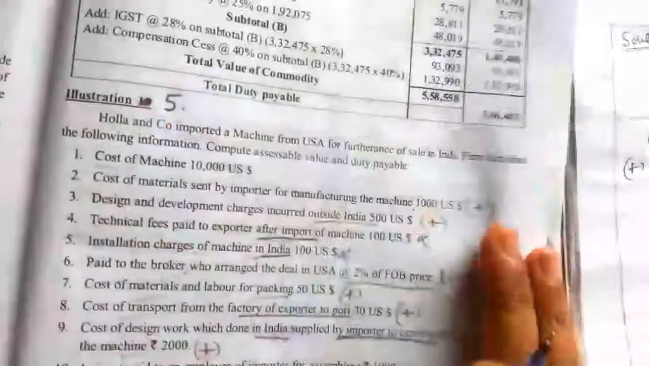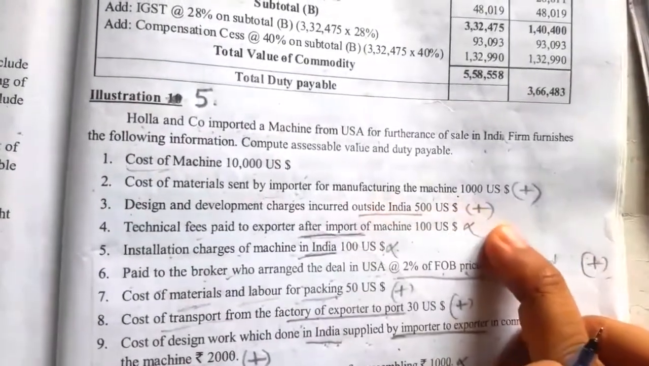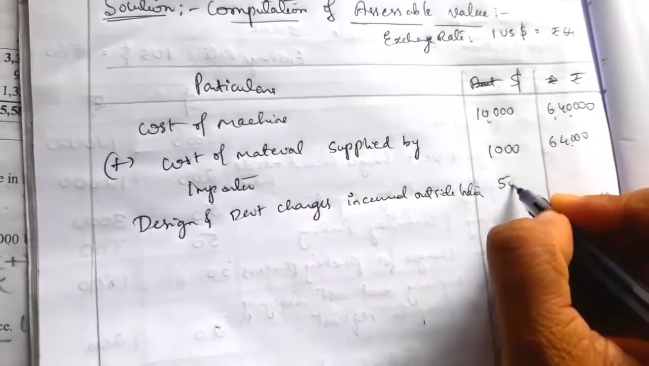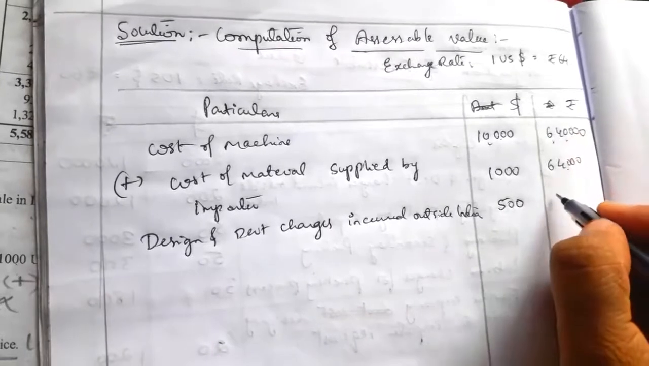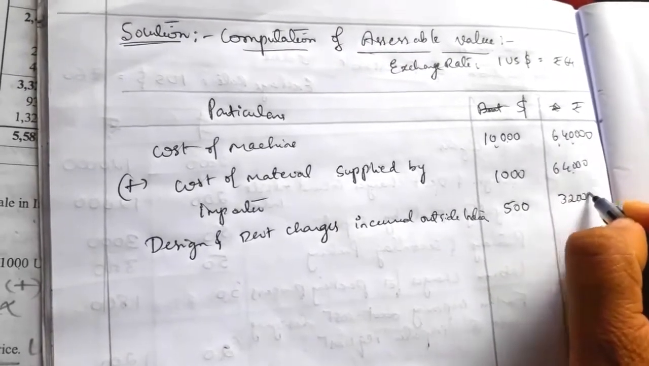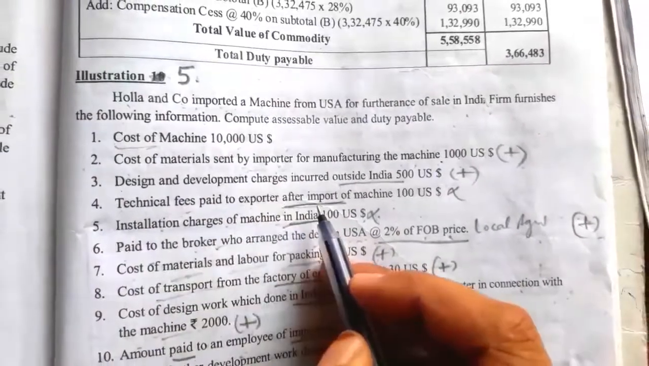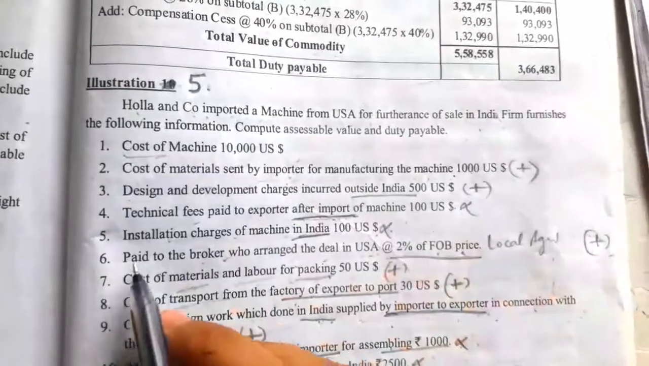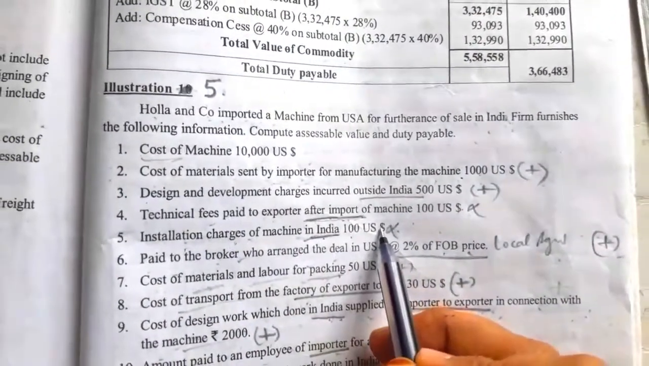Next we have to add design and development charges incurred outside India, 500 US dollar. So 500 US dollar into 64 is equal to 32,000. Next one is technical fees paid to the exporter after import. It is an expense incurred after import and should not be taken. Installation charges are also incurred in India after import and should not be taken.